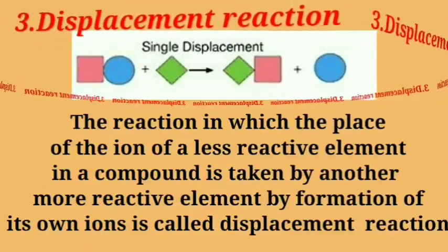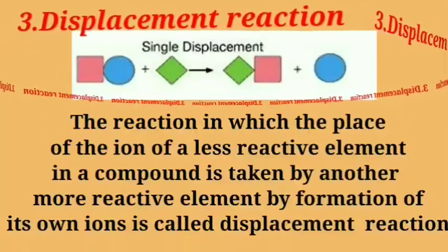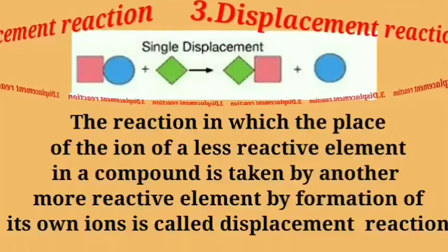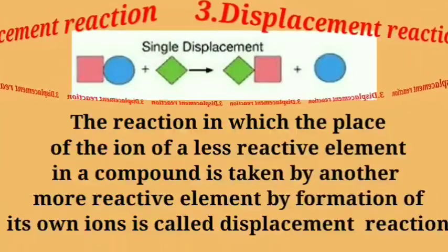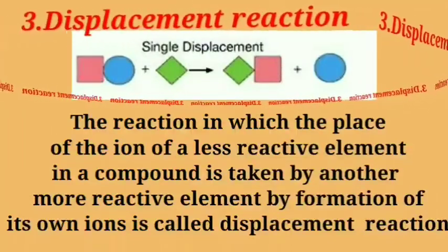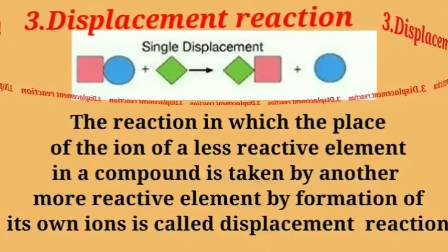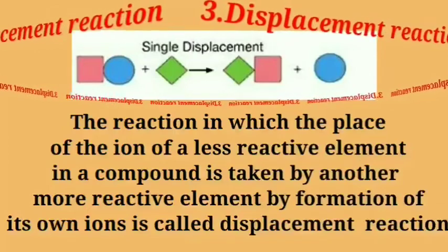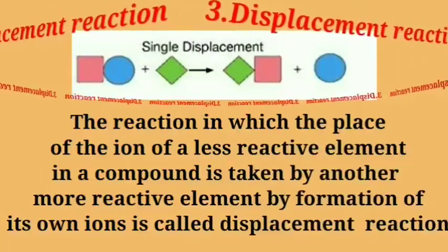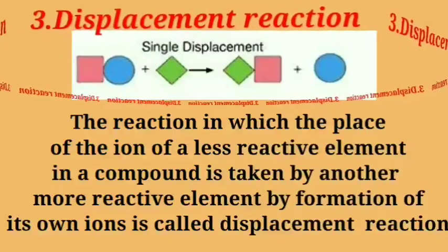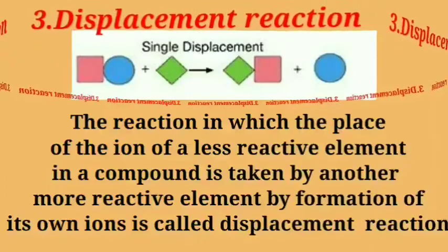Third type of reaction, displacement reaction. The reaction in which the place of the ion of a less reactive element in a compound is taken by another, more reactive element, by formation of its own ions, is called displacement reaction.